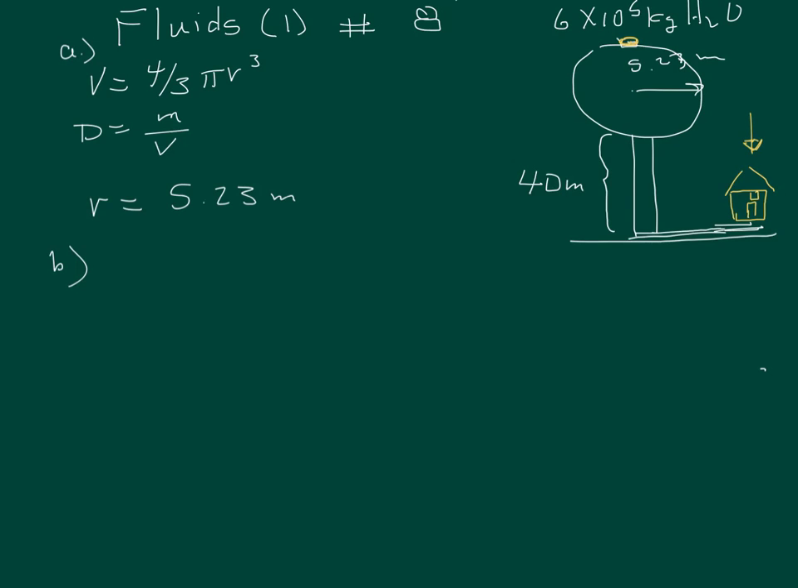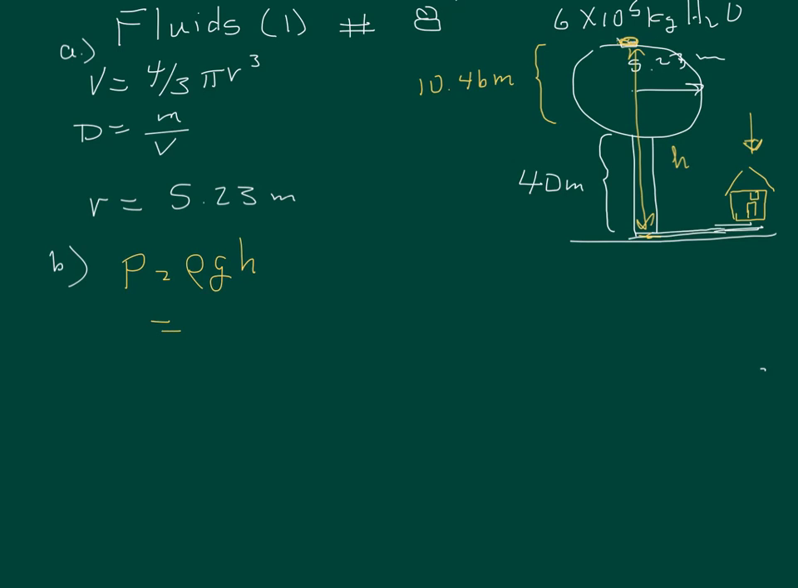The first question is, what is the height of the water? Well, the tower itself is 5.23 meters in radius. So this would be 10.46 meters from the top of the tower where it's vented to the bottom, plus the 40 meters would be the distance down here to the ground. So when we use H in our equation, this would be the total height of the water from the top to the bottom.